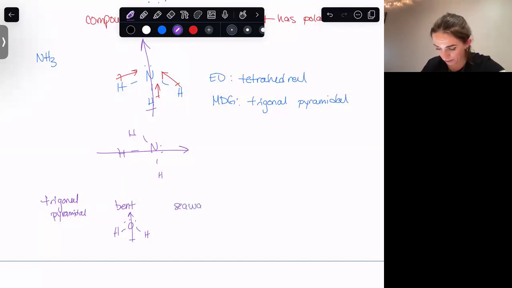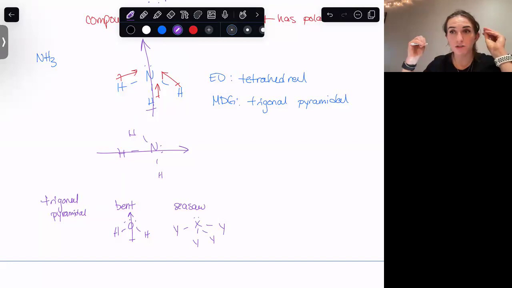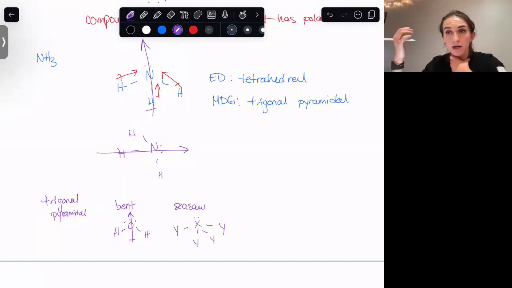We can have seesaw, where you have something like this that becomes polar because one of your axial positions is now occupied by a lone pair, and now your symmetry is off. So that is what causes, right? This is another case where a lone pair is going to cause your molecule to be polar.